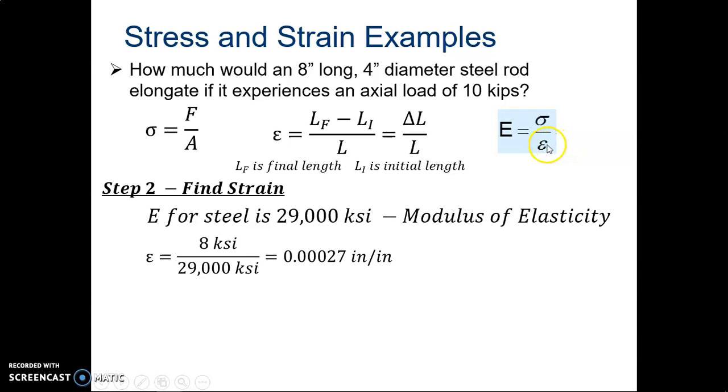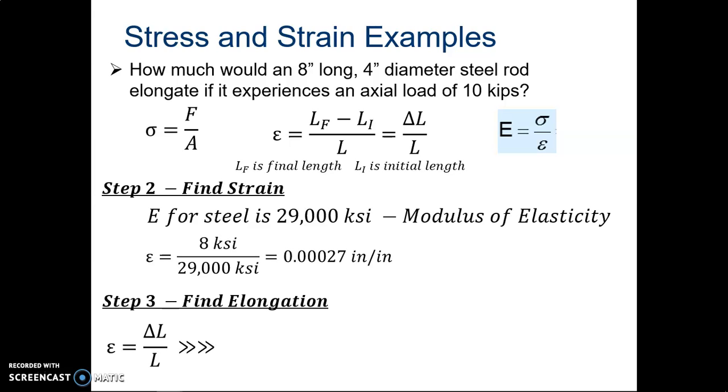Solving for strain gives me stress over E. Stress is 8. E is 29,000. Gives me 0.00027 inches per inch. Not a lot of change, right? But that's what the question's asking. Now that I know what the strain is, I got to figure out what delta L is.